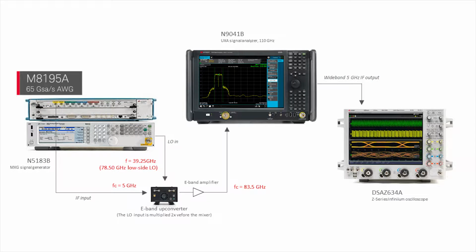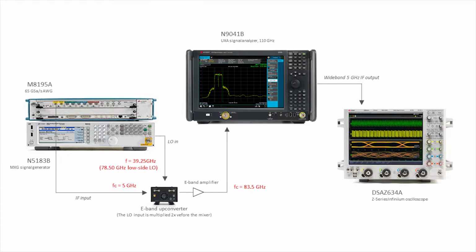We'll start with the M8195A arbitrary waveform generator. This has a sample rate up to 65 gigasamples per second. This enables us to generate signals that have a bandwidth in excess of 10 gigahertz. In this demo, we're going to generate an IF directly centered at 5 gigahertz with a bandwidth of nearly 10 gigahertz. This will be the input to our upconverter.